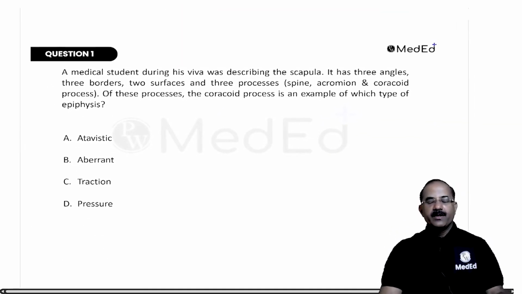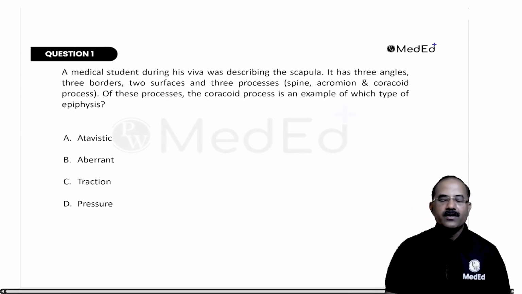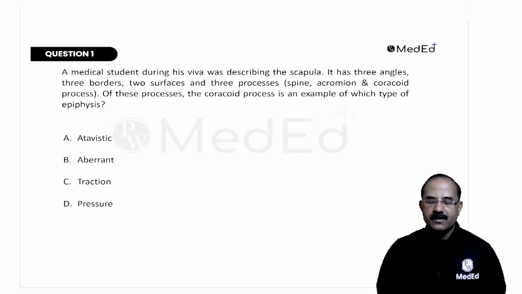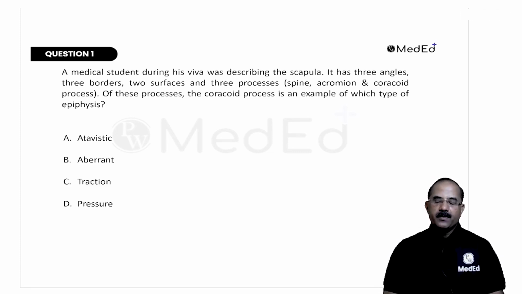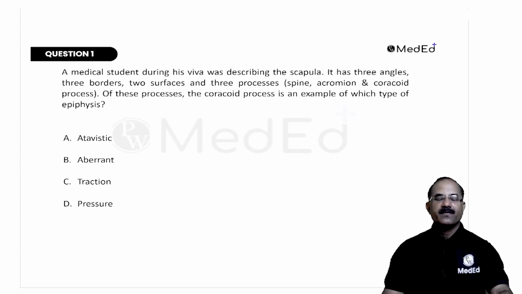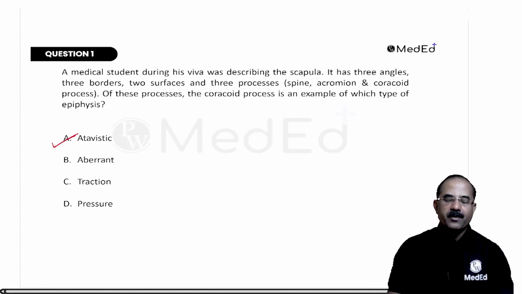A medical student during his viva was describing the scapula. It has 3 angles, 3 borders, 2 surfaces. We are discussing now 2 surfaces and 3 processes: spine, acromion, and coracoid process. Of these processes, coracoid process is an example of dash epiphysis. What is the answer that you have written? Coracoid process of scapula is an example of atavistic type of epiphysis.